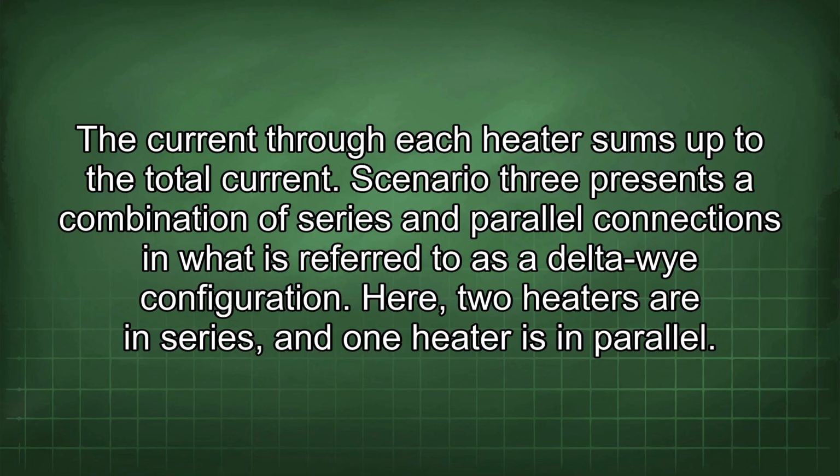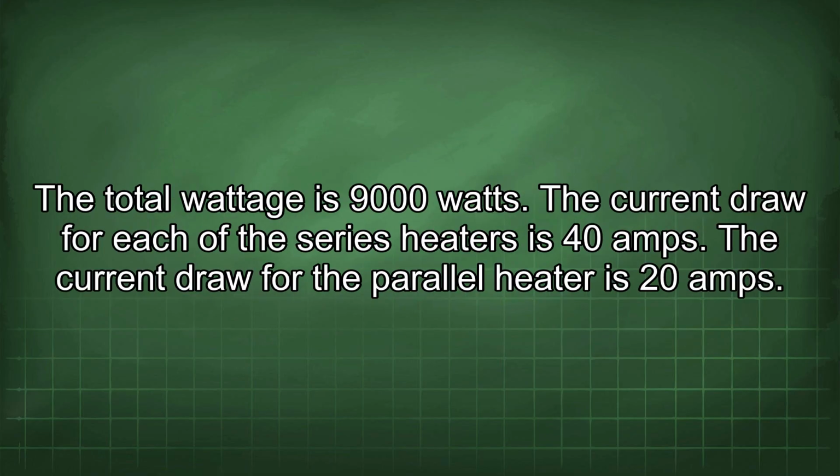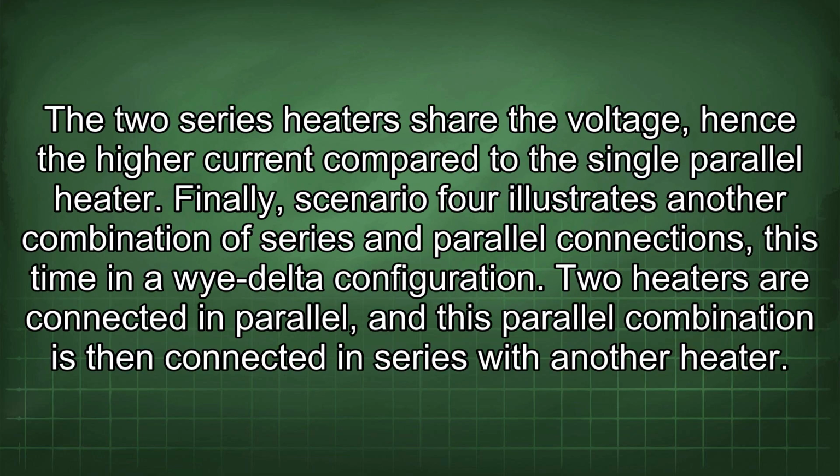Scenario 3 presents a combination of series and parallel connections in what is referred to as a delta Y configuration. Here, 2 heaters are in series and 1 heater is in parallel. The total wattage is 9,000 watts. The current draw for each of the series heaters is 40 amps. The current draw for the parallel heater is 20 amps. The 2 series heaters share the voltage, hence the higher current compared to the single parallel heater.